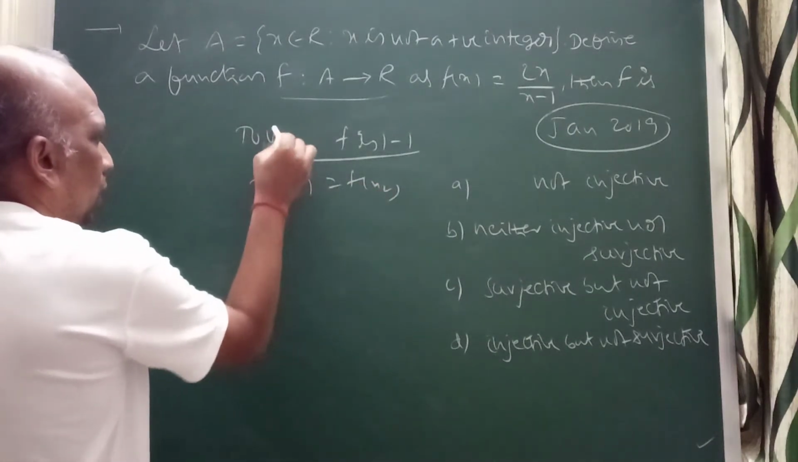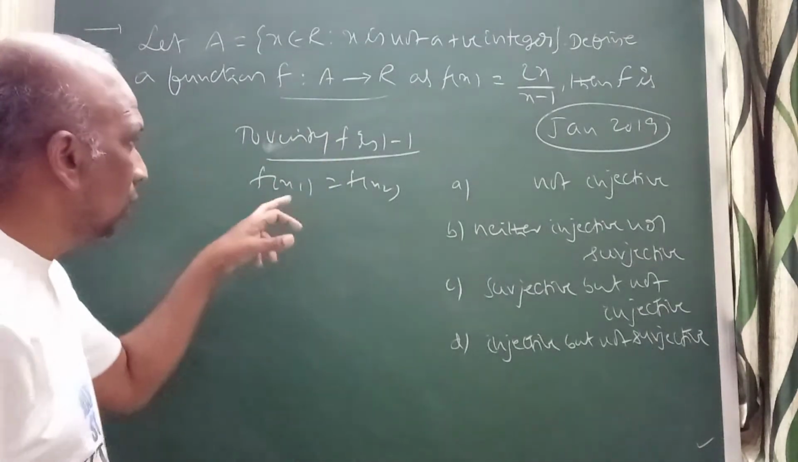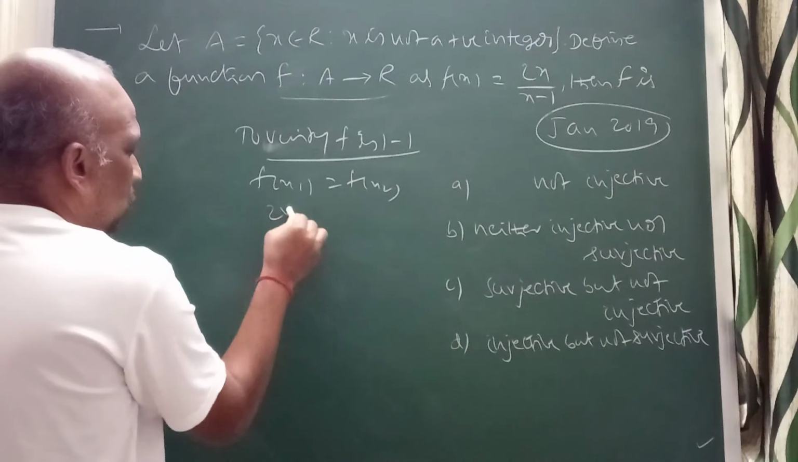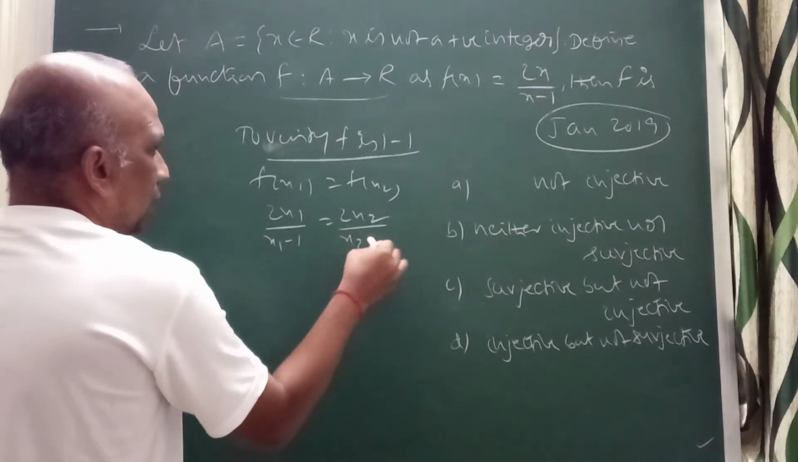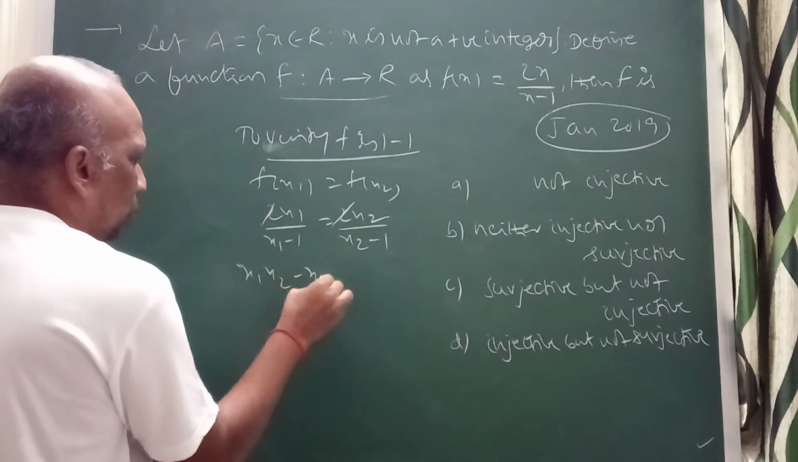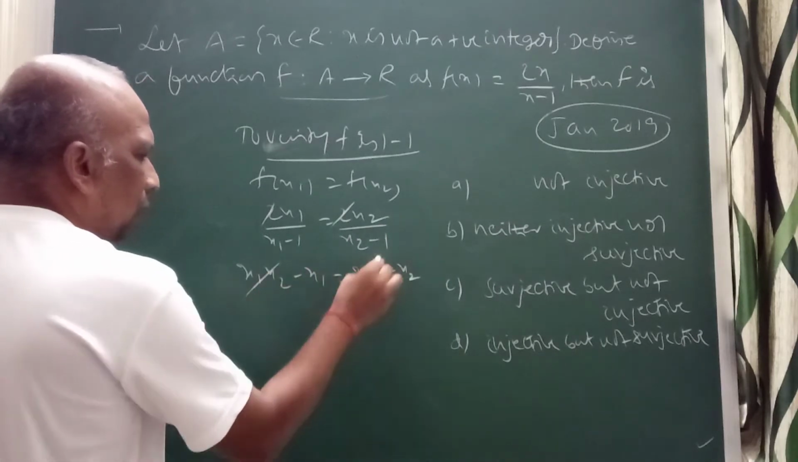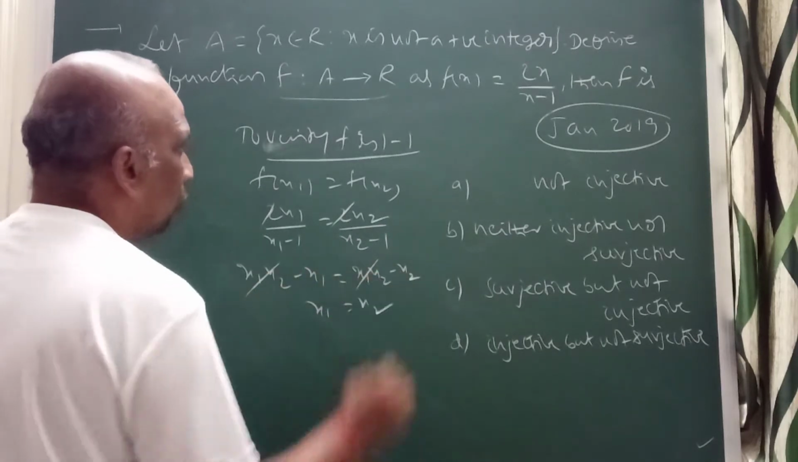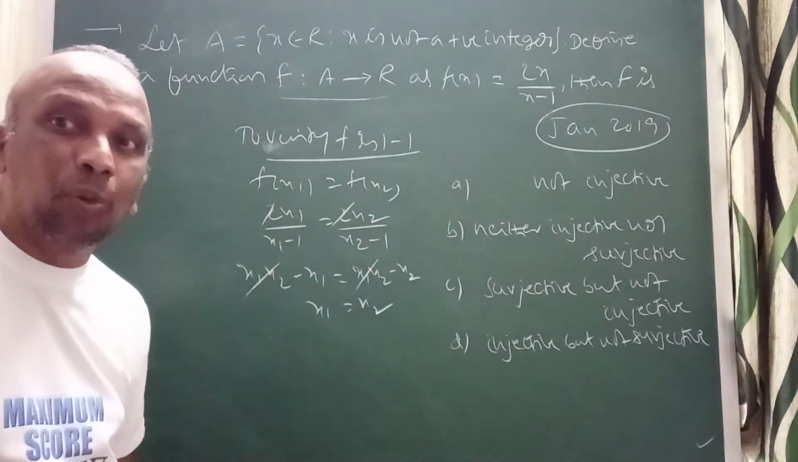So to verify only, right? I am verifying it. To verify f is 1-1, f of x1 equal to f of x2: 2x1 by x1 minus 1 equal to 2x2 by x2 minus 1. If I do cross multiplication, x1 x2 minus x1 equal to x1 x2 minus x2. So we will get x1 equal to x2. So we are able to prove when f of x1 equal to f of x2, then x1 equal to x2.